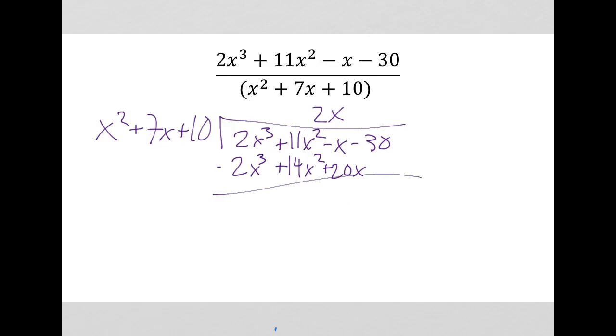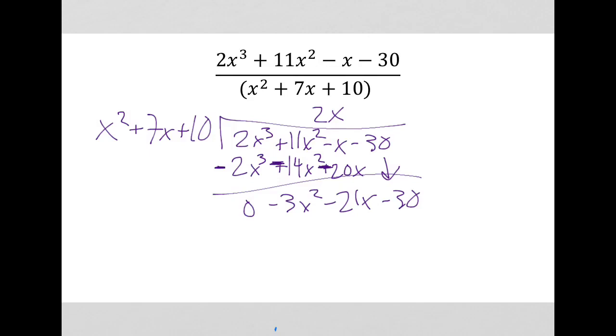So let's subtract everything now. So we're going to subtract that 2x cubed, we're going to subtract that 14x squared, and we're going to subtract that 20x. So 2x cubed minus 2x cubed is 0 again. That's always going to happen. 11x squared minus 14x squared is negative 3x squared. Negative x minus 20x is negative 21x. And now I'm going to go ahead and actually drop down my negative 30 as well.